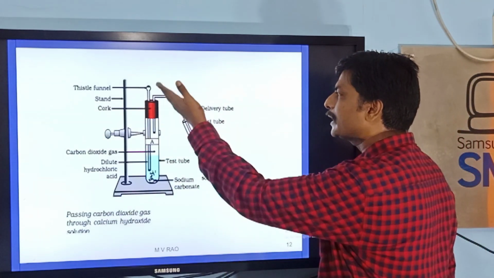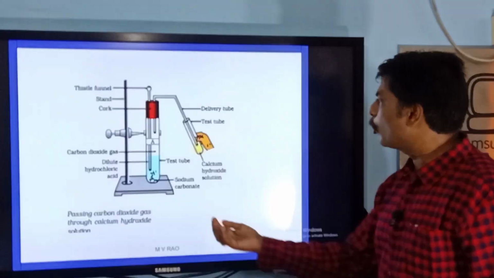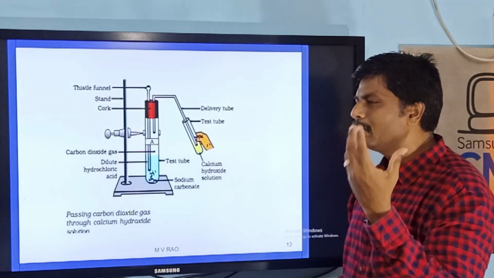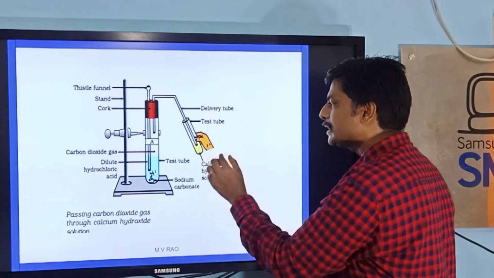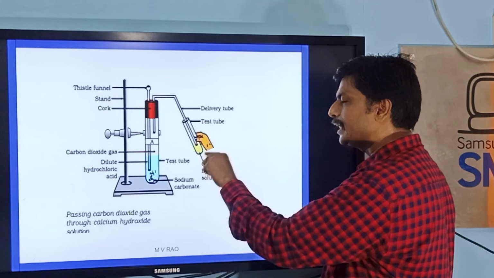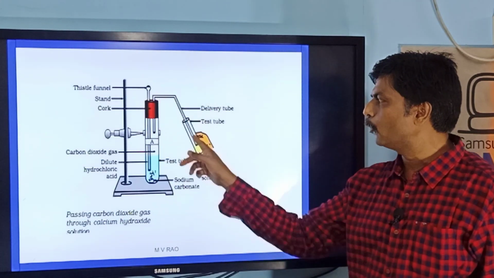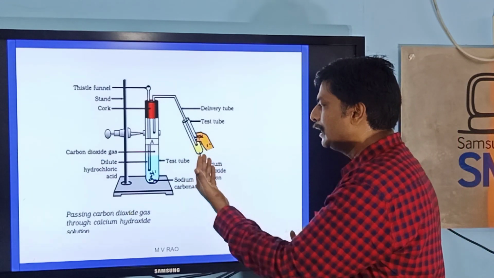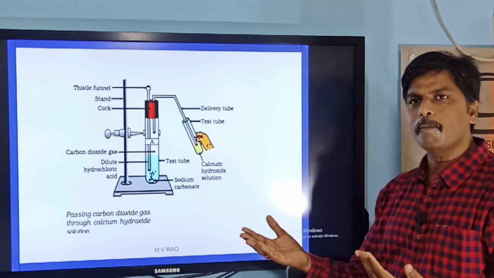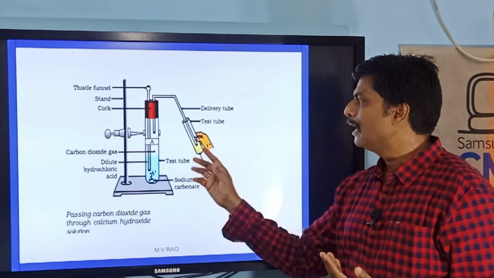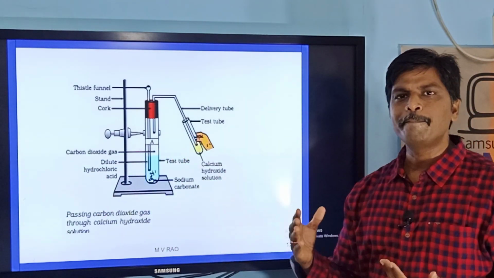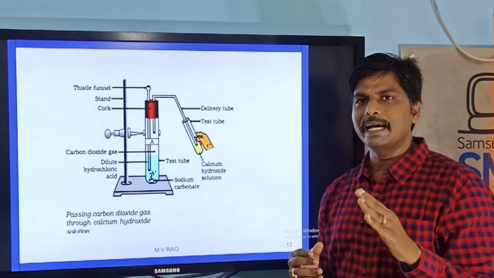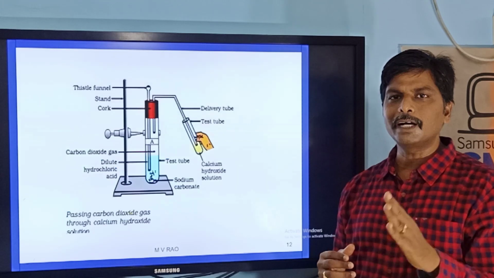That carbon dioxide gas is allowed to pass into calcium hydroxide solution. Then you will observe that before passing CO2, it is clear. After passing CO2 gas, it turns milky. CO2 turns calcium hydroxide solution milky. It turns lime water milky. Which gas turns lime water milky? Carbon dioxide gas turns lime water milky.